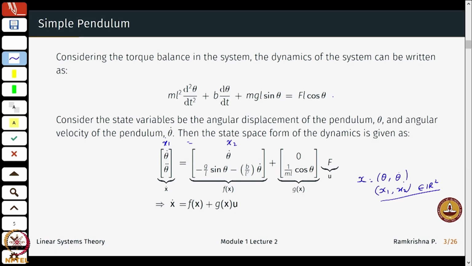Okay, so in general, I can write this system of equations as the evolution of states x dot is some nonlinear function here. This is called the drift term usually in nonlinear dynamical systems language. It's called the drift, and this is the input vector field. Okay. So what do we know about this system?